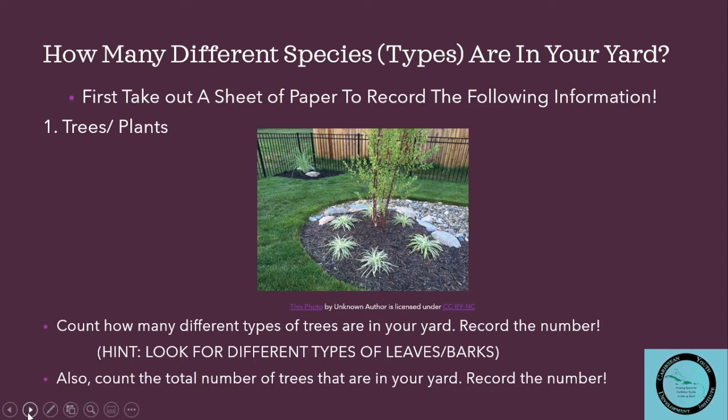An example is, if I have 2 ackee trees and 2 apple trees in my yard, I only have 2 types of trees, ackee and apple. However, I have 4 as the total number of trees.